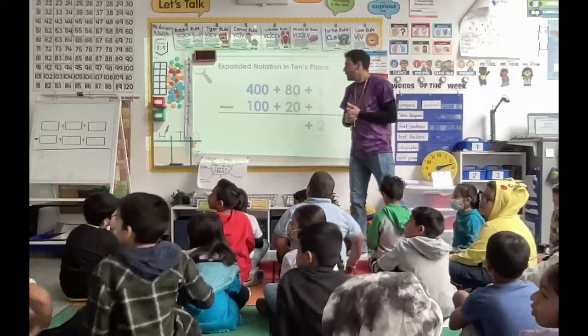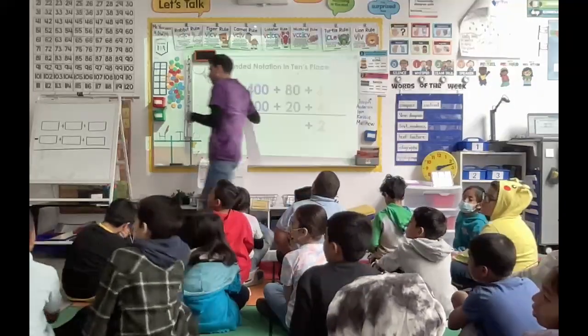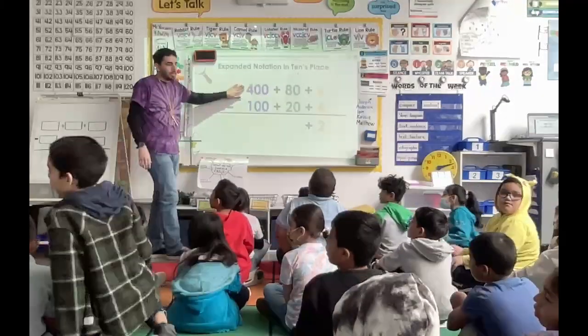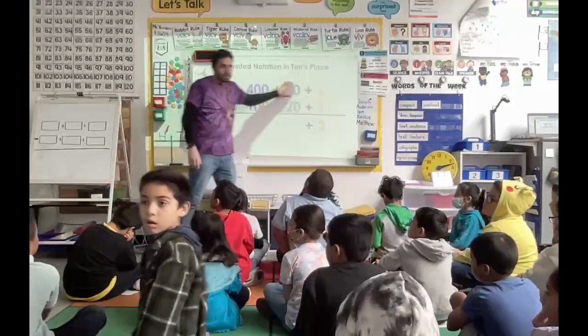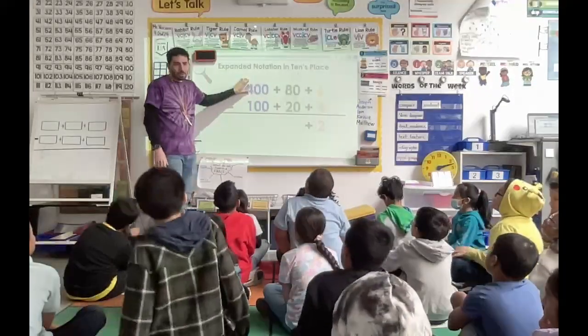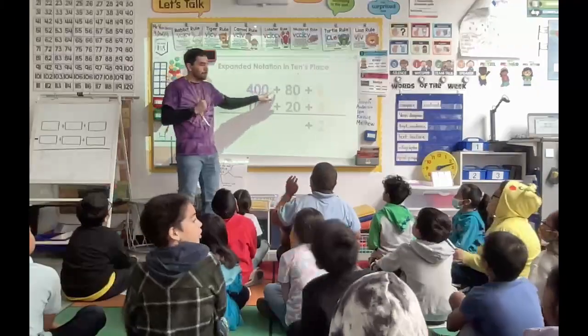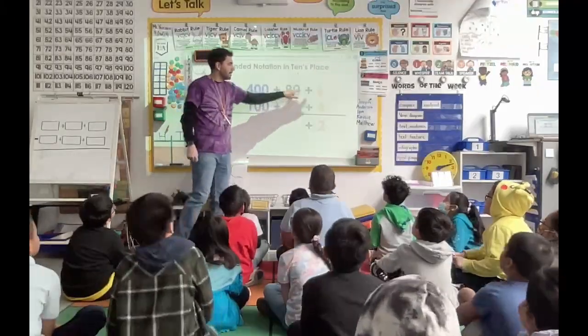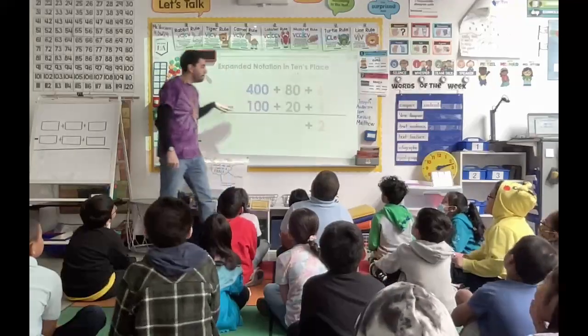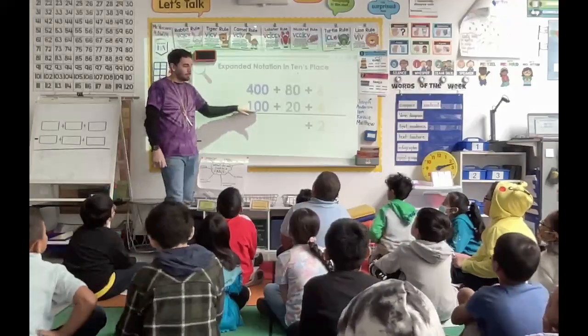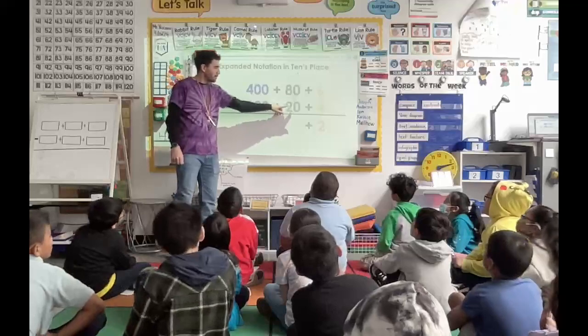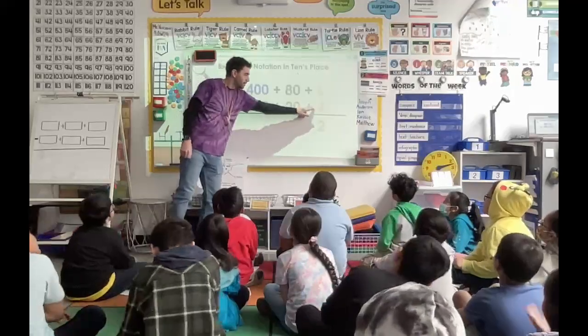24. So let's go ahead and read this problem. Let's go ahead and read our expanded notation over here. Eyes are over here. Read it with me. Ready, go. 400 plus 80 plus 6 minus 100 plus 20 plus 4.